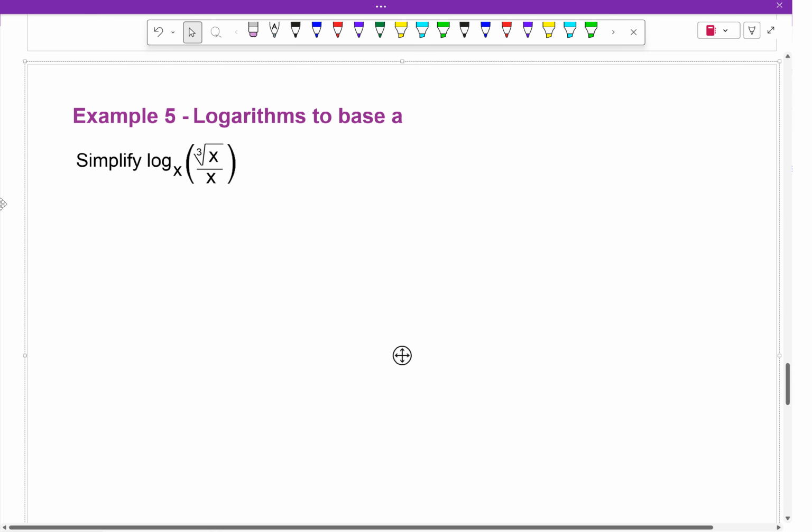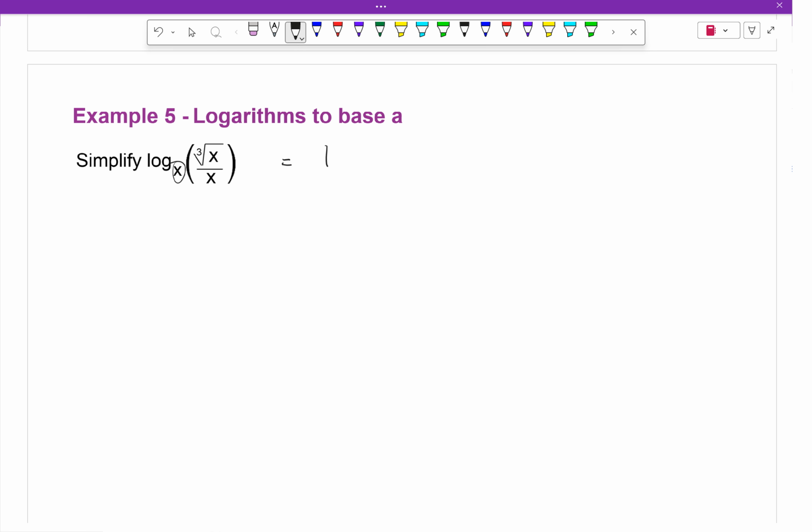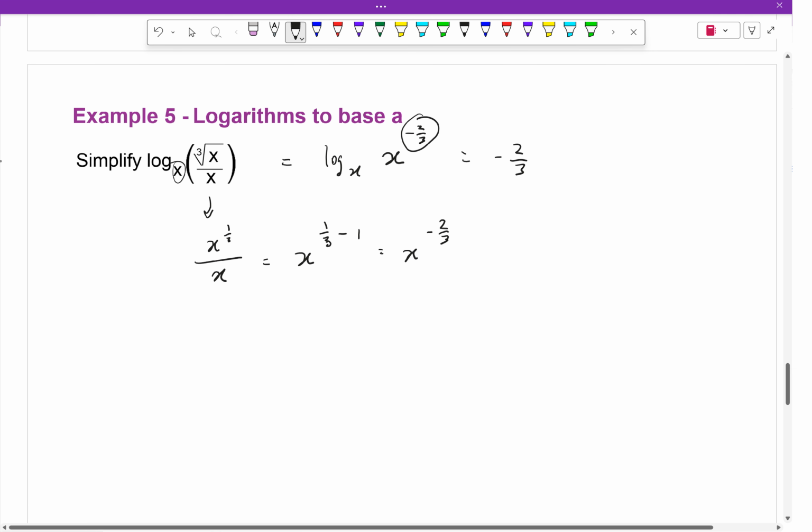Again, because here the base is x, our aim must be to make it look like x, and then we have x to the power of something. Let's rewrite this. We can write it as x to the power of 1 over 3 over x, which is the same as x to the power of 1 over 3 minus 1, which is the same as x to the power of negative 2 over 3. So hence, the power, or the answer, is just negative 2 over 3. Okay.